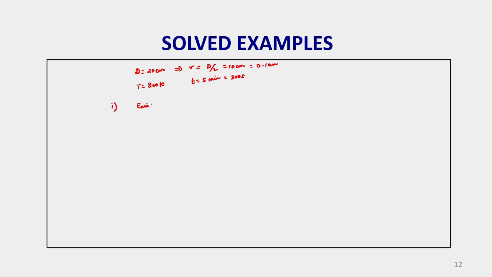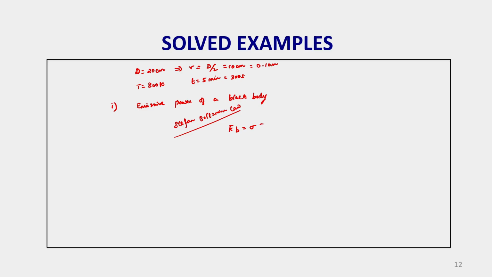Emissive power of a black body. Stephan-Boltzmann law, Stephan, not Stephens. So the emissive power of a black body is proportional to T power 4, the fourth power of the absolute temperature. So that is sigma into T power 4. This emissive power is the amount of radiation emitted per unit time, per unit area. So that means it is in watt per meter square.